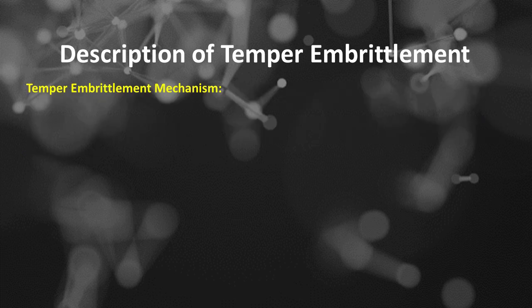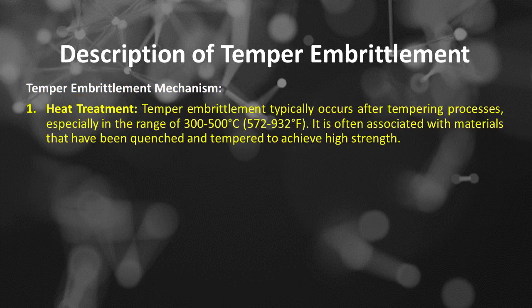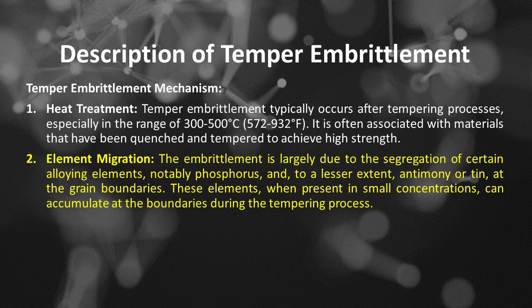Temper embrittlement mechanism. Number 1 is heat treatment. Temper embrittlement typically occurs after tempering processes, especially in the range of 300 up to 500 degrees Celsius or 572 up to 932 degrees Fahrenheit. It is often associated with materials that have been quenched and tempered to achieve high strength. Number 2 is element migration.